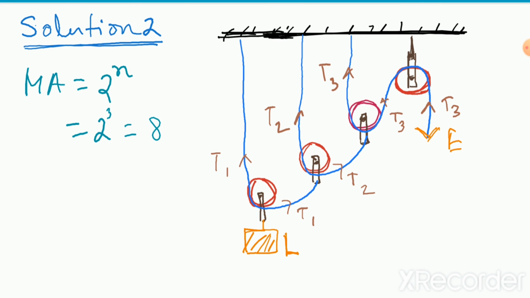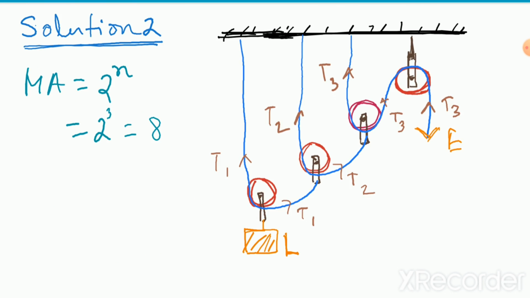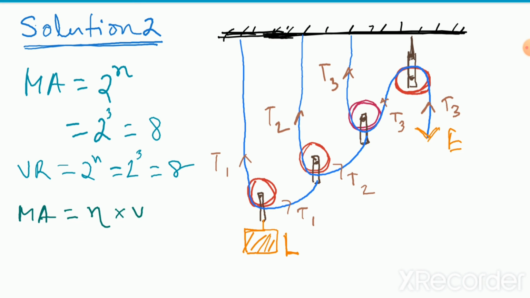Now let us come to the second part of the problem. It has been said, if the efficiency is reduced to 64%, find the new value of the mechanical advantage. For this kind of pulley system, the velocity ratio is also equal to 2 to the power n. So here it will be 2 to the power 3, that is equal to 8. Now we know that MA is equal to efficiency into velocity ratio. The efficiency is reduced to 64%. Then what will be the new mechanical advantage?